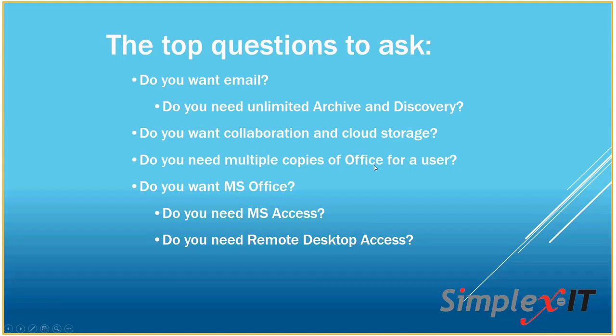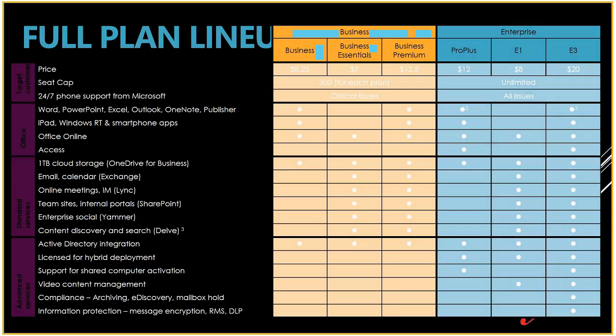So, top questions to ask. Number 1, do you want email? And then if you need email, do you need unlimited archive and discovery? If the answer is yes and yes, you want E3. If the answer is yes and no, then it could be on the business side. Okay. Collaboration, cloud storage. Do you need updated copies of Office? Do you need Microsoft Access, remote desktop? By just simply answering these questions, we can nail down which version you're actually most interested in.